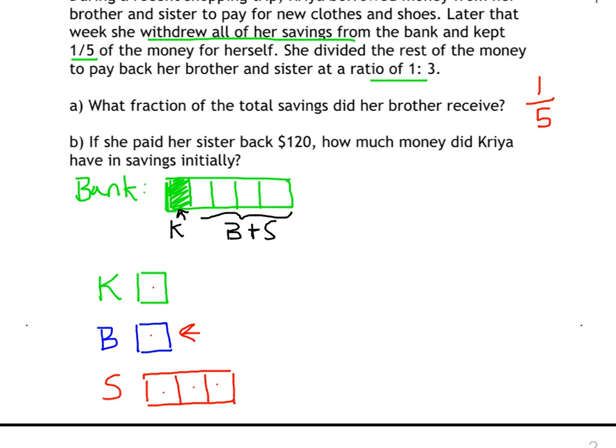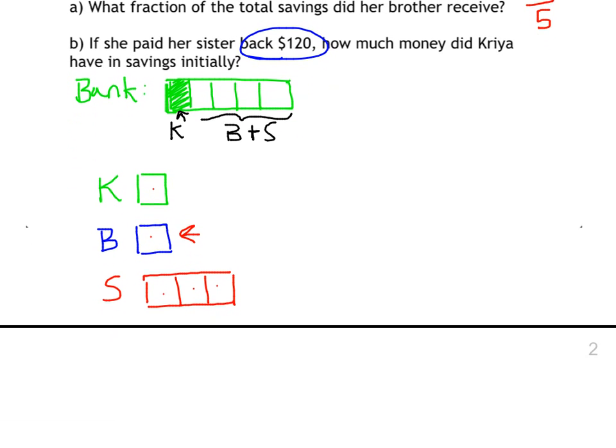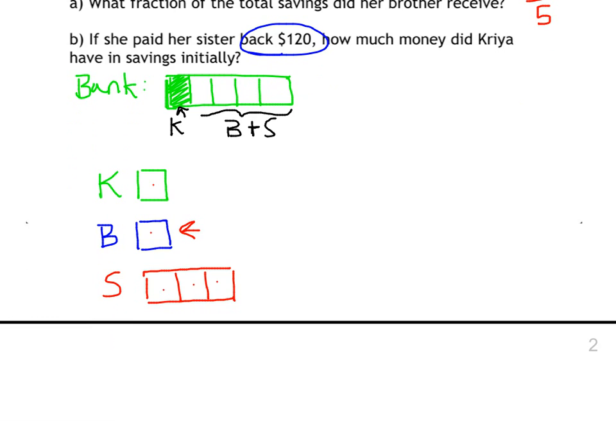And then finally, part B asks, if she paid her sister back $120, how much money did Kriya have in savings altogether? So we want to know what all 5 of those parts equal. We're going to do that by labeling what we know and what we don't know. Notice that this is the first time we've actually had a value. We were able to figure out the fraction that her brother received without knowing any amounts of money, because all of these quantities are related to each other, and we can just use the unit bars to make relationships without working with real numbers. Now that we have a real number, we're going to take advantage of it.